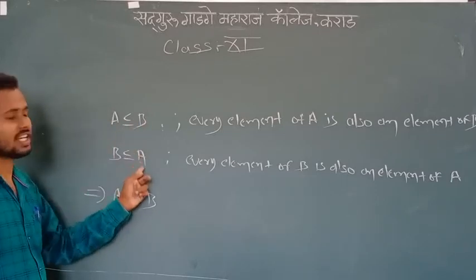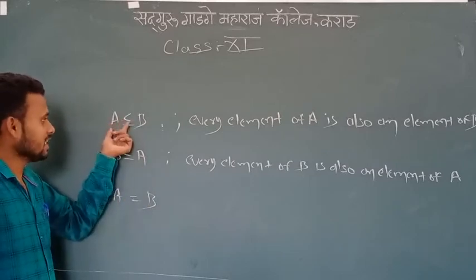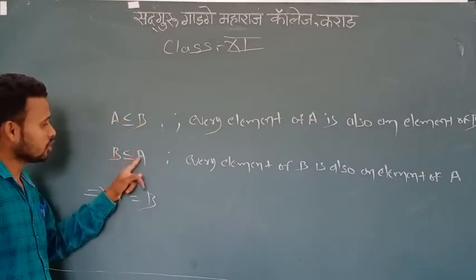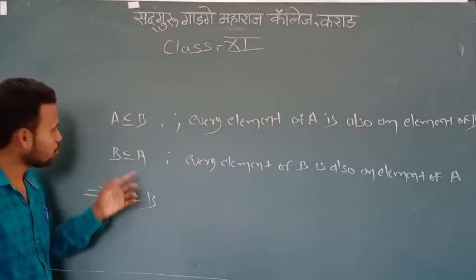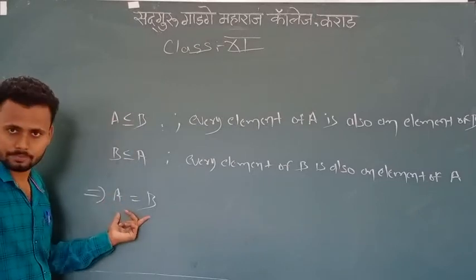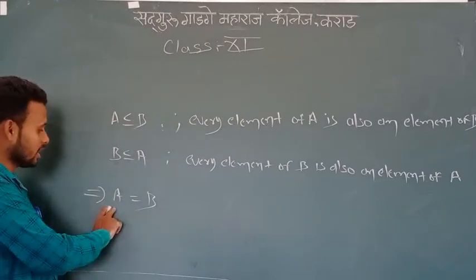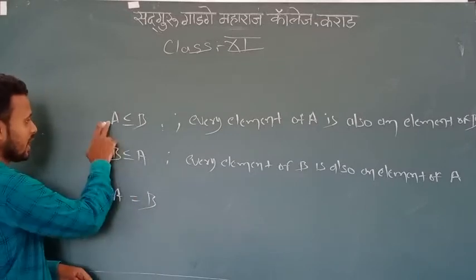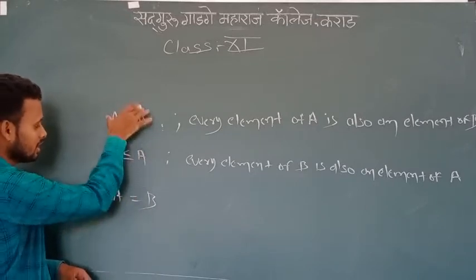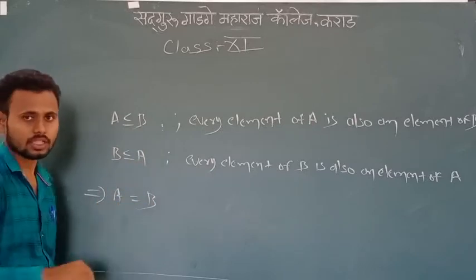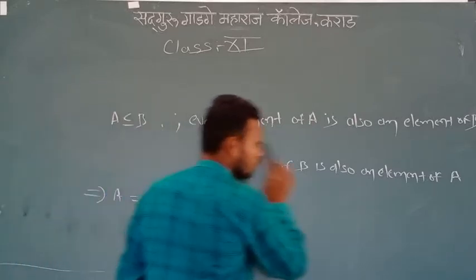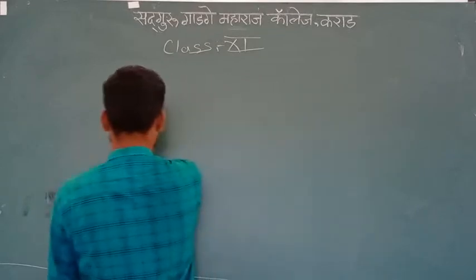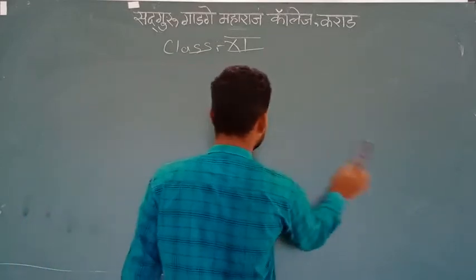म्हणजे काय, A हा B चा सबसेट आहे. सिमिलरली B पण जर A चा सबसेट असेल, if A is subset of B and B is also subset of A, then we say that these two sets are equal, equality of the two sets. Then we say that A equal to B. Simple. A is subset of B, B is subset of A, then we say that A equal to B.